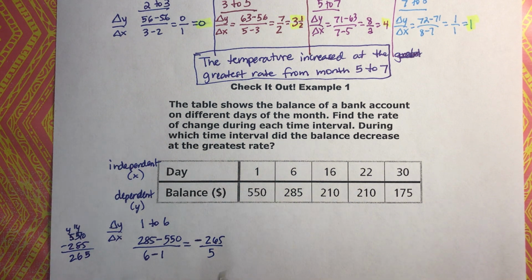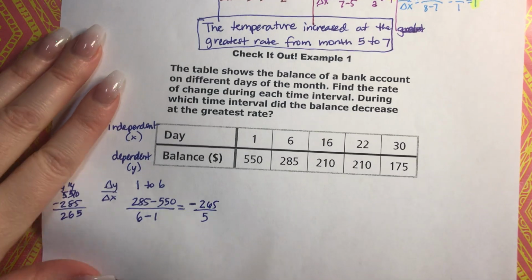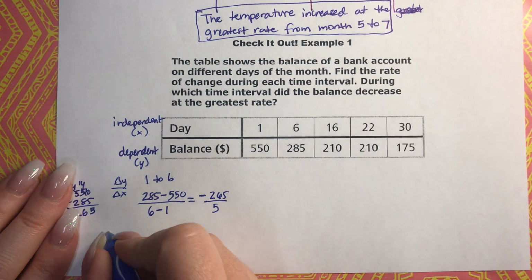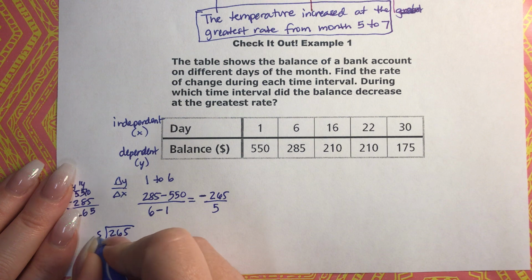Okay, now 5 does go into 265 evenly, so we need to reduce this fraction. So I'm going to move it up a little bit. I'm just going to have to do that division real quick. So 265 divided by 5.